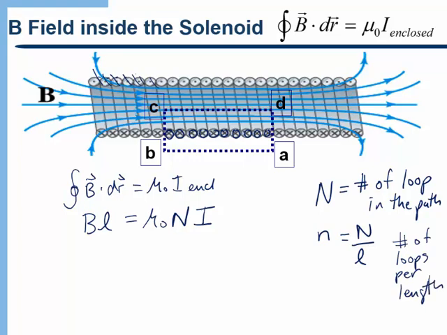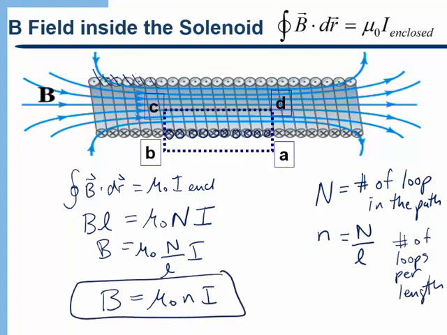And so if we write this as B is equal to mu naught N over L times I, we can rewrite it, and our final answer is mu naught n times I. So we've used Ampere's law to figure out that the magnetic field inside a solenoid is just equal to mu naught times the number of turns per length of the solenoid times the current that you put in the solenoid. And so if you need a nice constant magnetic field, you can find that inside a solenoid.